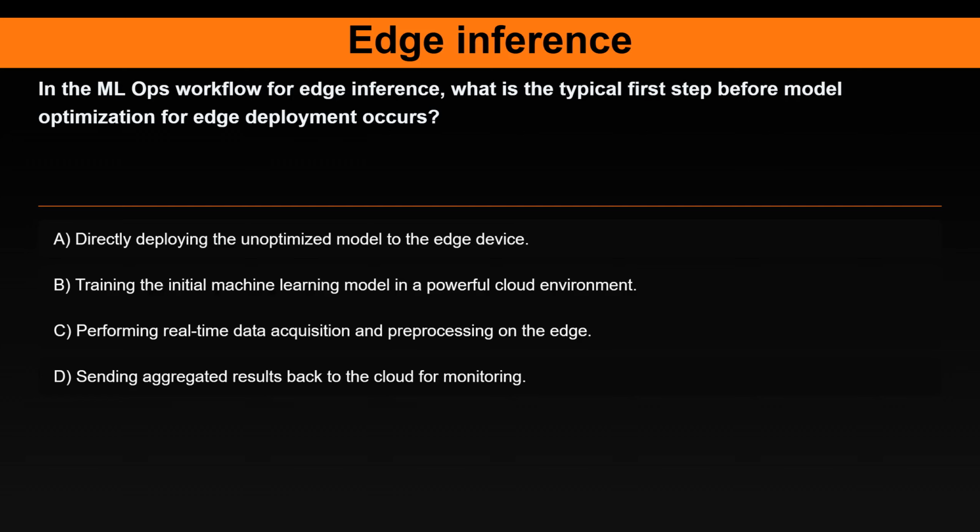Question 15. In the MLOps workflow for edge inference, what is the typical first step before model optimization for edge deployment occurs? Option A. Directly deploying the unoptimized model to the edge device. Option B. Training the initial machine learning model in a powerful cloud environment. Option C. Performing real-time data acquisition and pre-processing on the edge. Option D. Sending aggregated results back to the cloud for monitoring.